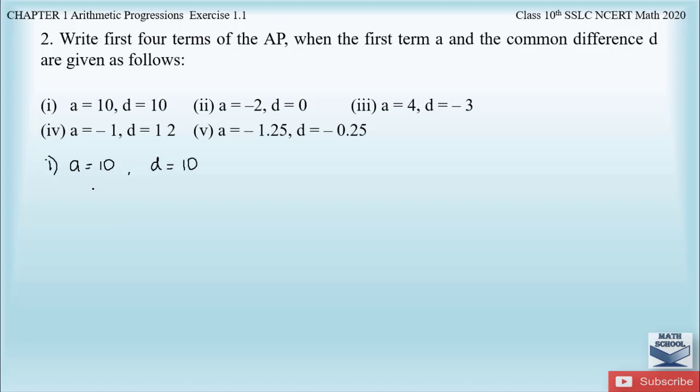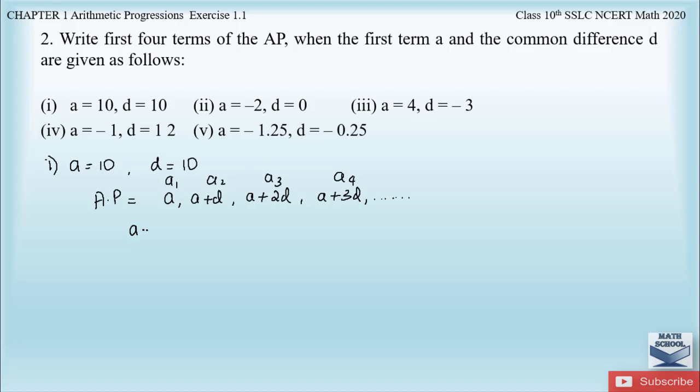So let us first of all write down the general form of AP. The general form of AP, we have a formula. It is A comma A plus D comma A plus 2D comma A plus 3D. This I have explained in the introduction part of this chapter, Arithmetic Progression. If you have not watched this video, please click the I button above and watch this video so that you have a better understanding of the topic. So here, this is the first term A1, this is the second term A2, this is the third term and this is the fourth term. So let us find out all these 4 terms as asked in the question.